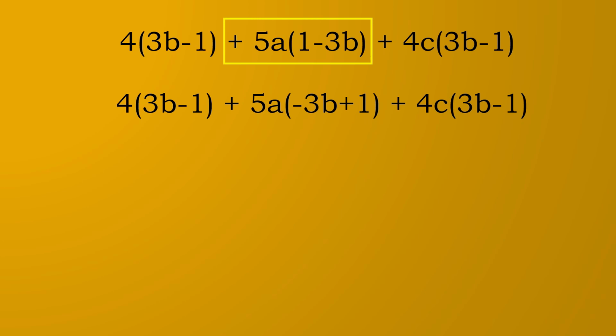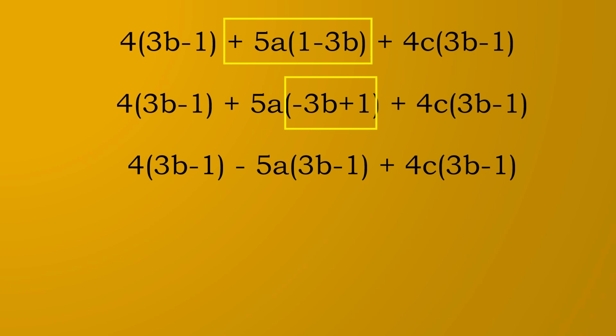First, rewrite 1 minus 3b as negative 3b plus 1. We did this by applying the commutative property. Please take note of the signs. Then, we will factor out negative 1 from negative 3b plus 1 and multiply it to 5a. This will give us 4 times quantity 3b minus 1 minus 5a times quantity 3b minus 1 plus 4c times quantity 3b minus 1. Take note of the sign when we multiplied 5a by negative 1.